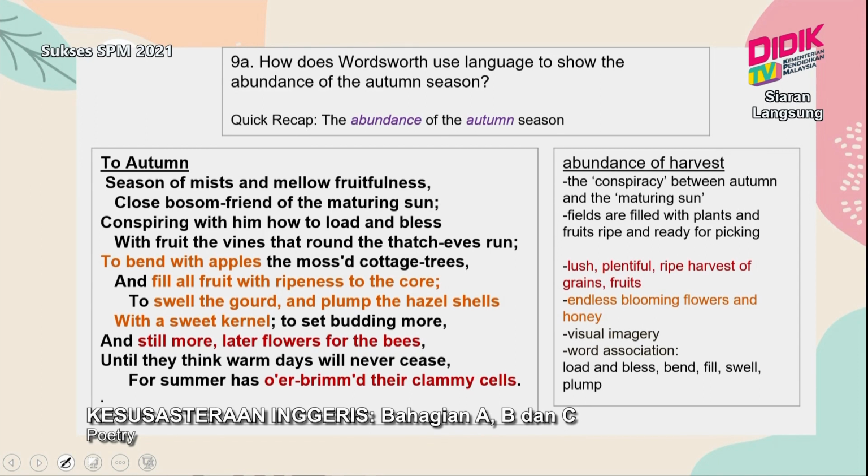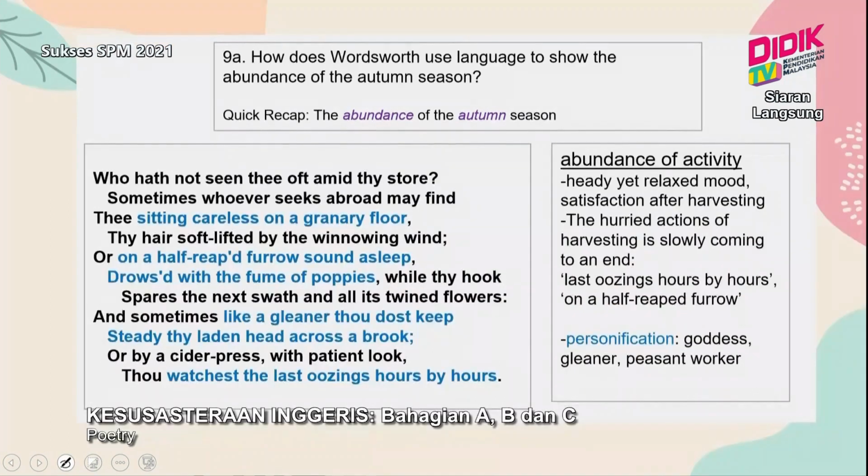Okay, so Hanif is on the right track. He's then going to go on to the second stanza. He's then going to talk about the abundance of the autumn season where activities are concerned. Test you again. What words do you think are appropriate as textual evidence?